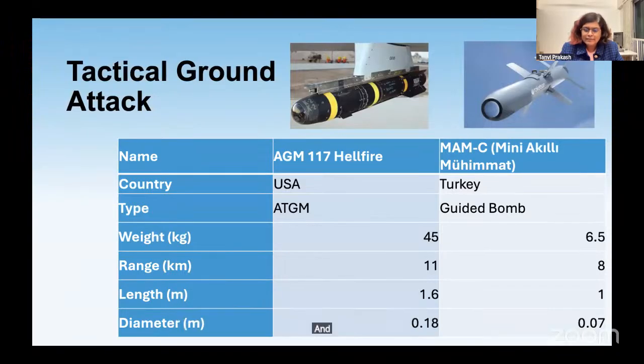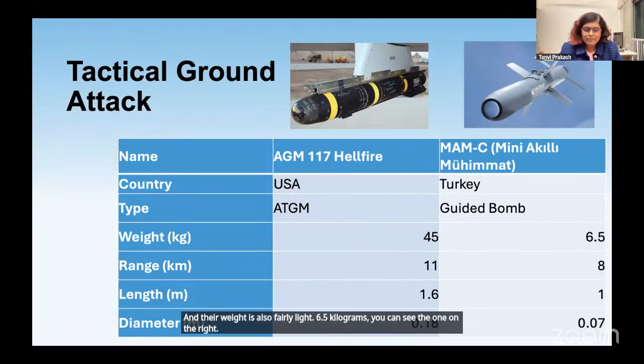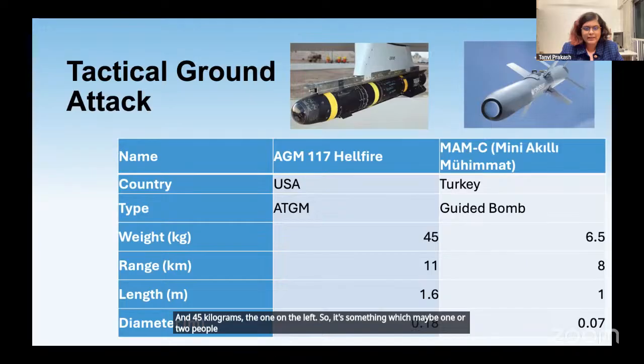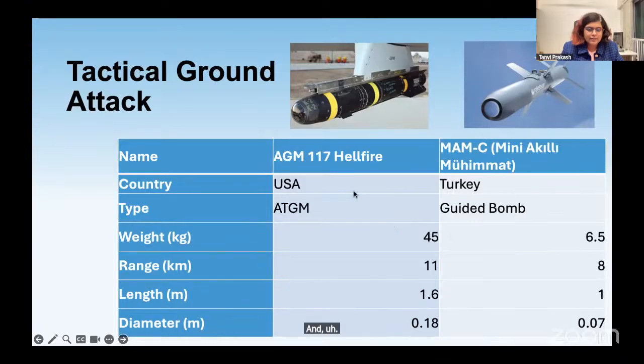And their weight is also fairly light, 6.5 kilograms, you can see the one on the right, and 45 kilograms, the one on the left. So it's something which maybe 1 or 2 people can easily lift and fix onto the launcher beneath the aircraft. And the aircraft can then take it from there.